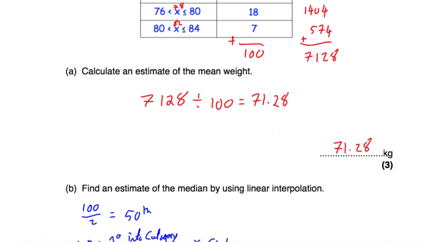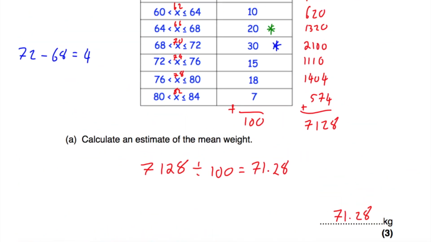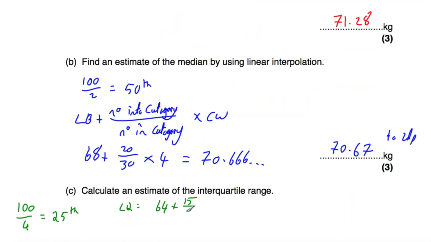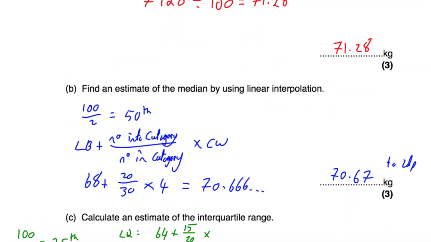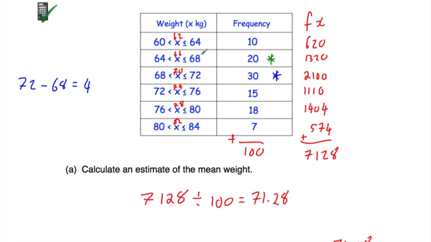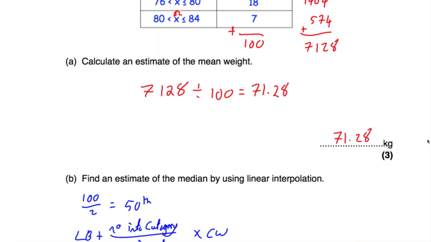Over the number in the category. Well, there's 20 in that category, so over 20 times the class width. And if we go back up, the upper bound for that category is 68, the lower bound is 64. If we take them away, that's 4. So the class width is 4.